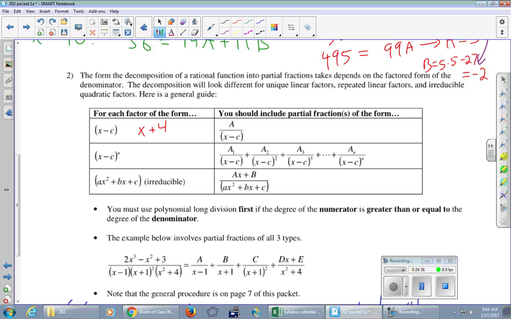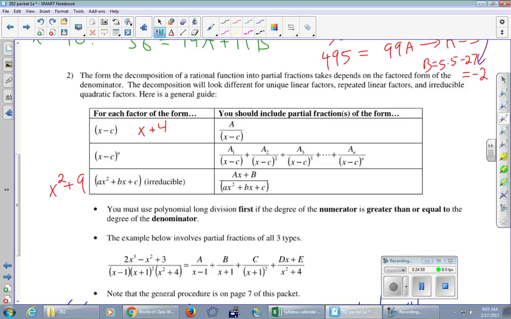Anything linear becomes a number on top of that factor. A over one of them, B over the next one, C over the next one if there were 3 linear factors. But I distinguish linear factors from quadratic irreducible factors. So for example, something like that, we can't factor that thing, right? X squared plus 9 cannot be factored. We factored our denominator, but x squared plus 9 we couldn't.